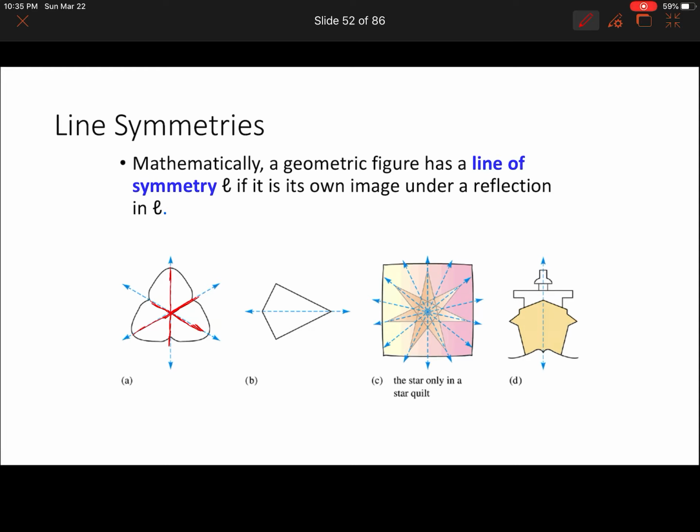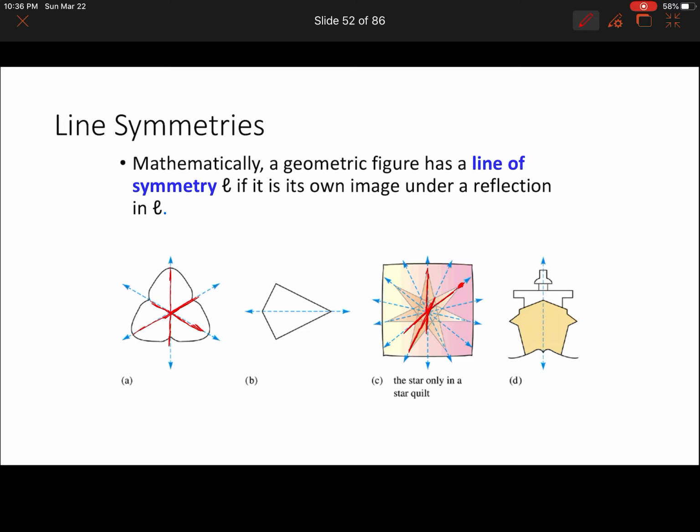Now, figure C, and we're talking about the star shape here. This is on a piece of quilt, but we're just looking at the star shape. It has multiple lines of symmetry. It has one that goes vertically up and down through the middle. If you were to take that star shape and fold it on top of itself, you would obviously see that it does lie on top of itself. It's also got one here along that, up to that point up here. There's also one here.